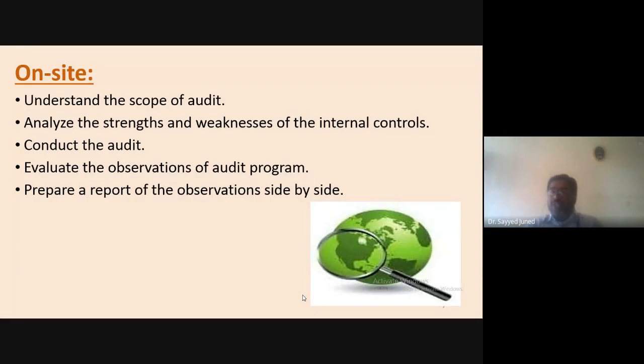The evaluation and observation of the audit program is divided into different sections. For example, in our college we have 7 departments, and the 7 departments are in 7 buildings. Each building is located in a different location, and surrounding it there are some plants or vegetation, or a small area of gardening. That will be important, and on that basis we prepare the report side by side. Next slide.